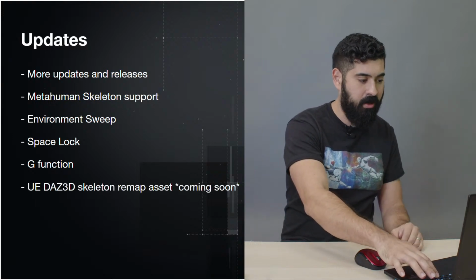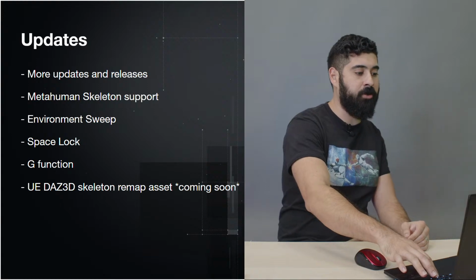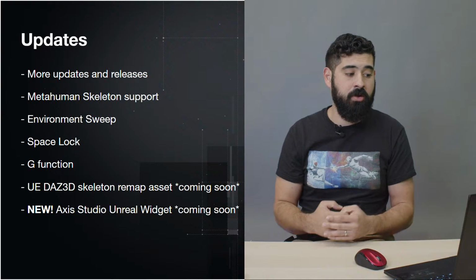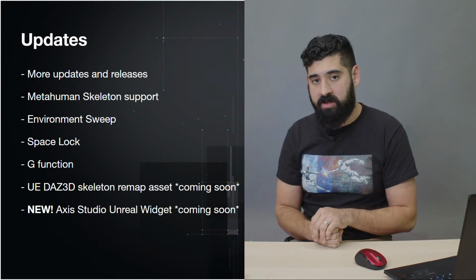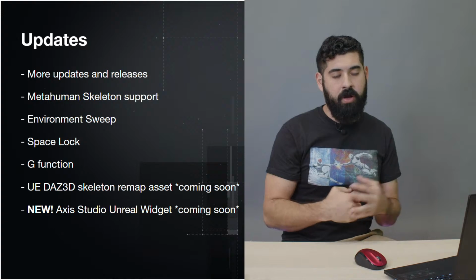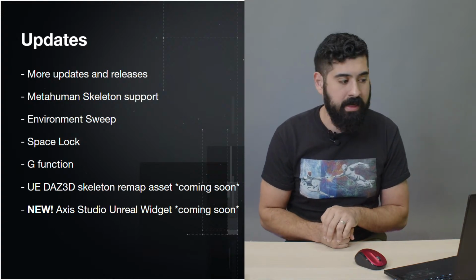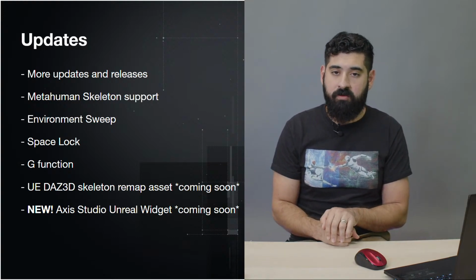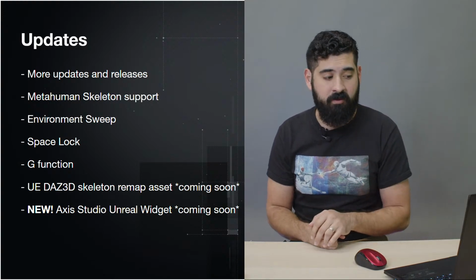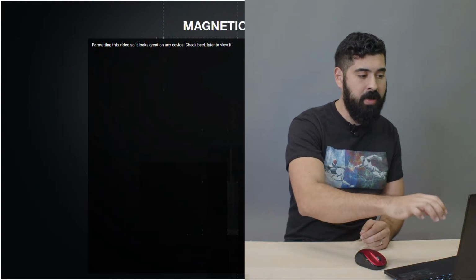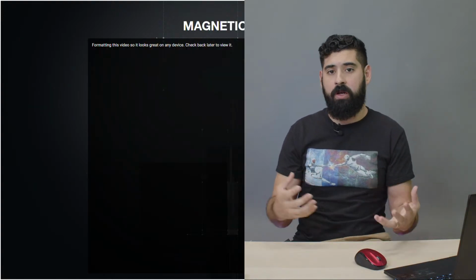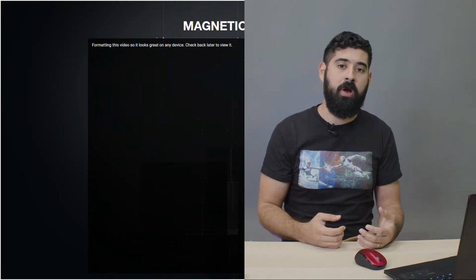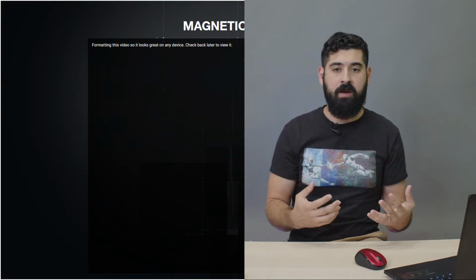Perfect. And some things that are upcoming are our UE-Daz 3D skeleton remap asset, and we have a new Access Studio Unreal widget coming out as well. We have a new release of Access Studio 2.9 that is slated to come out later this month, in which we'll be covering over some of the new functions and features that you'll be seeing in the software as well. We've been making a really big effort at making sure that you guys are getting the best quality data, and again, software focused to make sure that you are able to operate with your hardware no matter when you purchase it, right?